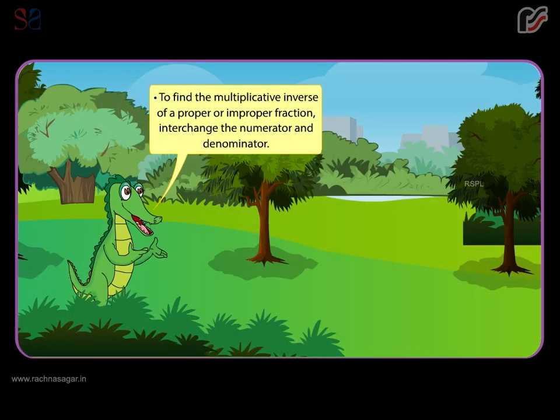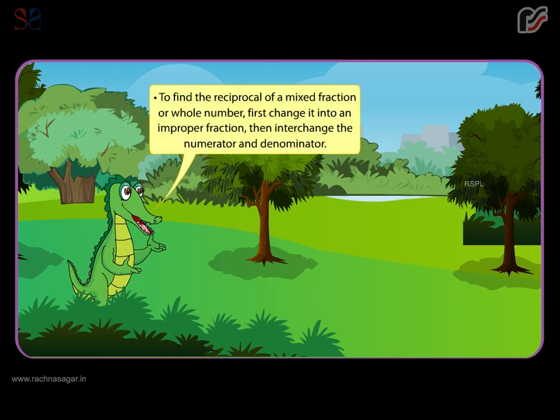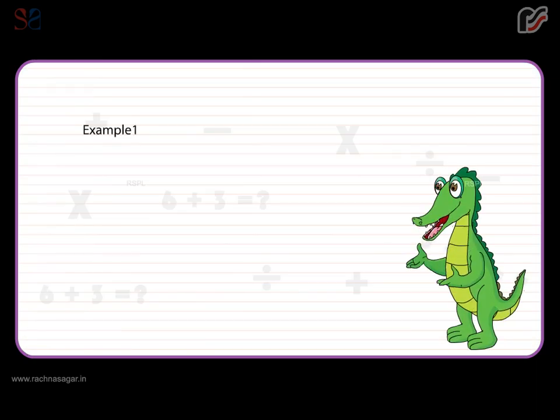Multiplicative inverse. To find the multiplicative inverse of a proper or improper fraction, interchange the numerator and denominator. To find the reciprocal of a mixed fraction or whole number, first change it into an improper fraction, then interchange the numerator and denominator. Example 1. 1/2 multiplied by 2 is equal to 1. Example 2. 3/4 multiplied by 4/3 is equal to 1.